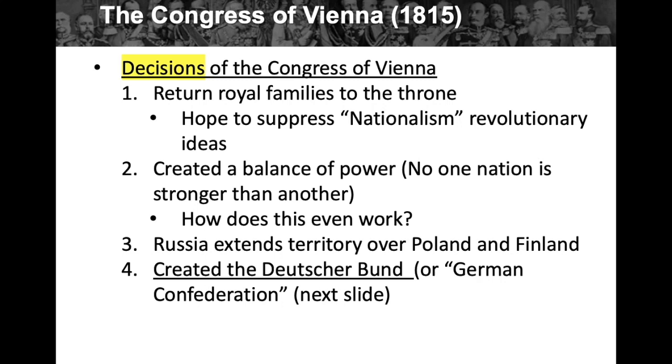Number 3, Russia would extend its territory over Poland and Finland. Number 4, the Congress of Vienna created the Deutscher Bund, which basically means German Confederation. Okay, so we're going to talk about that in the next slide. They created the German Confederation. This is important because it's setting the stage for the creation of Germany.